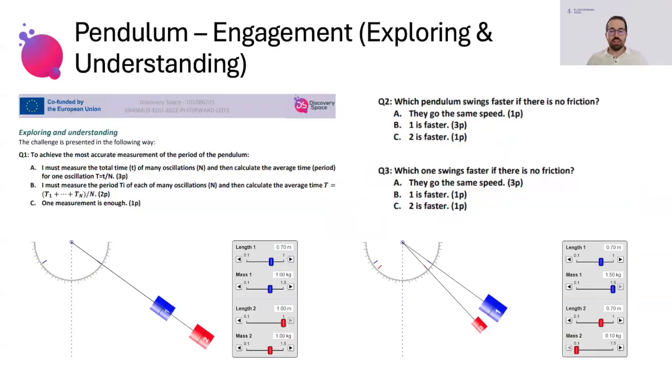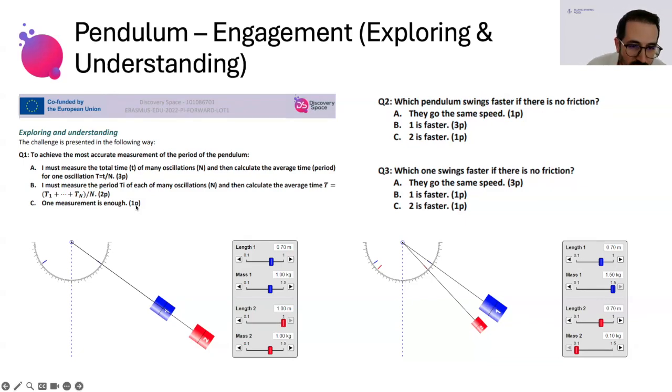So I would like to start now discussing the pendulum scenario. And here, and I will share with you the platform later on, you can see the engagement phase and the exploring and understanding. And the very first question that we have in this scenario is, which is the most accurate way to measure the period of the pendulum? And here, as you can see, we give 3 different options. And keep in mind that, more or less, all of them are correct.